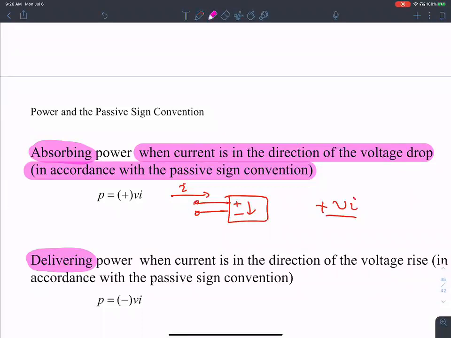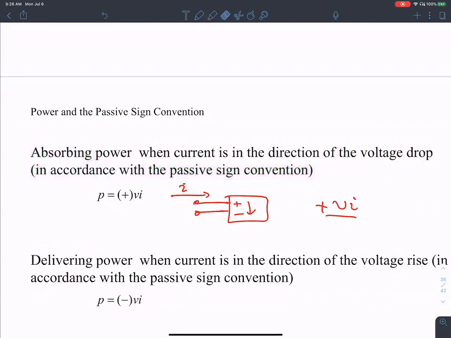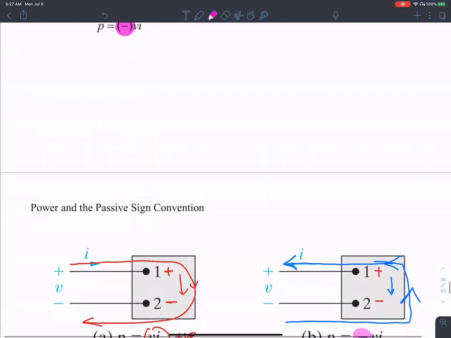Then I call it absorbing. Similarly, when I have a negative sign for the power, then the element is acting as a power source, like a battery, and it's delivering power. That's the idea of passive sign convention, and what the sign, or the polarity, of the power signifies. If it is positive, the circuit element is absorbing power. If it is negative, it's delivering power.